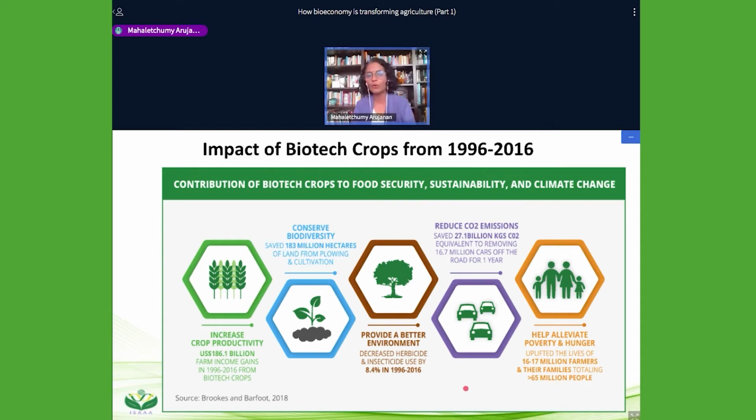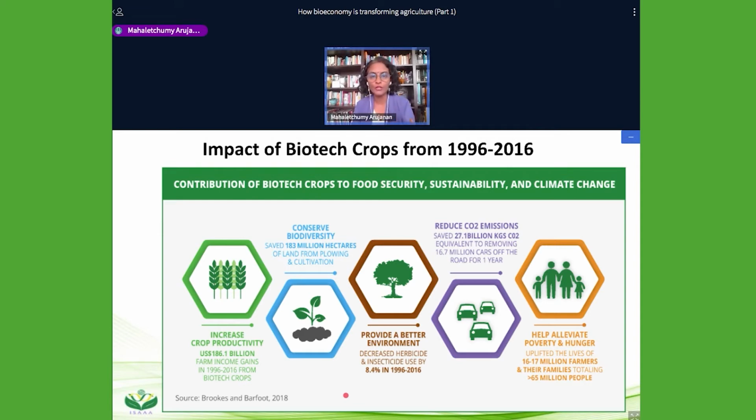farmers. And this is another one from Graham Brookes, from 1996 to 2018. We now have the latest as well. So what you see here is the increase in crop productivity. So farm income gain from 1996 to 2016 is US $186.1 billion. Now this is really big. So that is the accumulated farm gain. How about the environment, conservation of biodiversity?